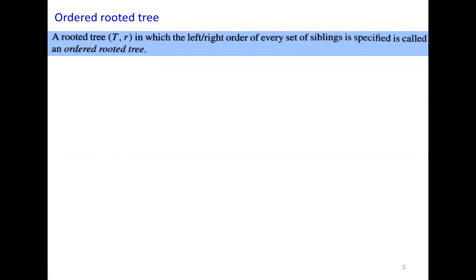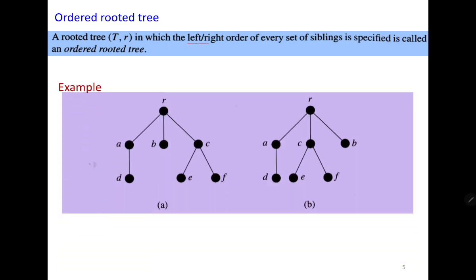Now once you introduce the order in a rooted tree, it becomes an ordered rooted tree. So it is a rooted tree in which the left-right order of every set of siblings is specified. Again, if you see these two trees, as rooted trees they are isomorphic, but as ordered rooted trees they are not, because here the order of the siblings is A, B, and C, but here it has been changed to A, C, B.